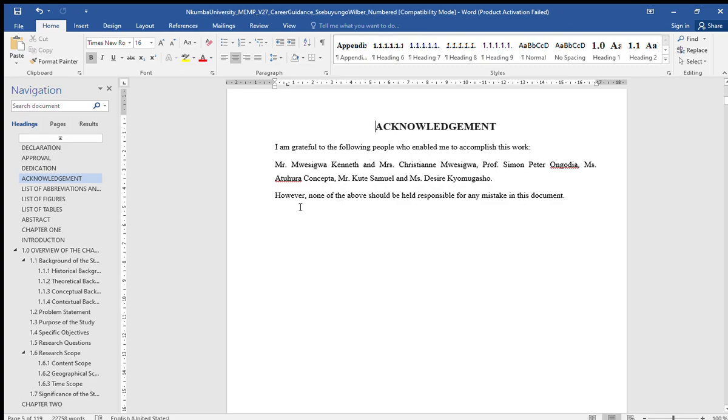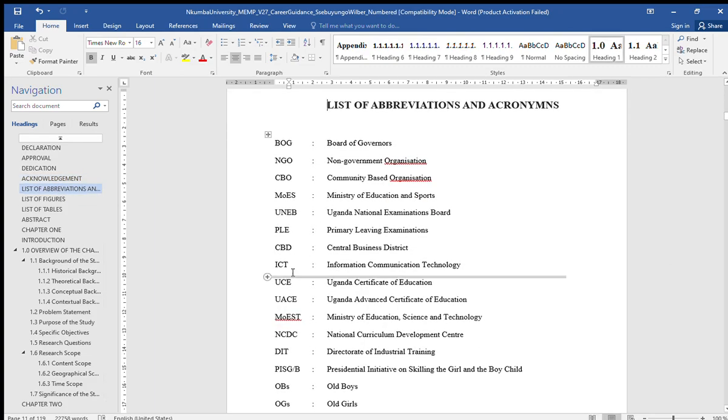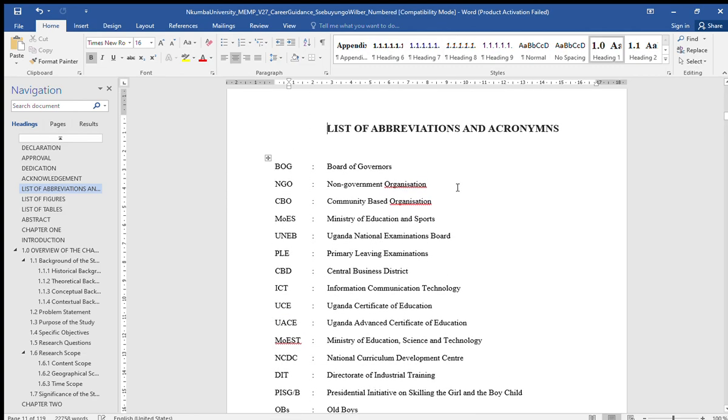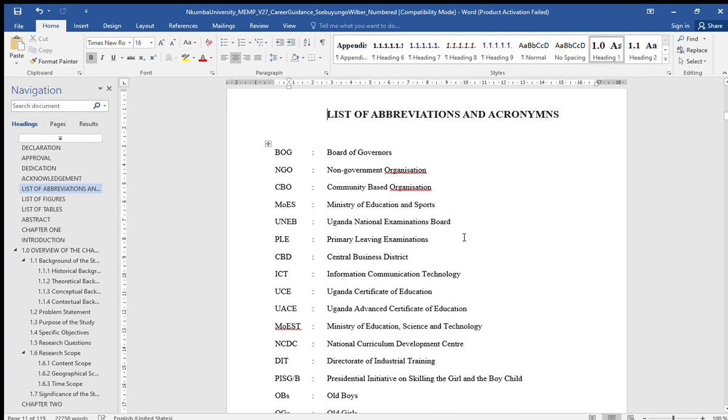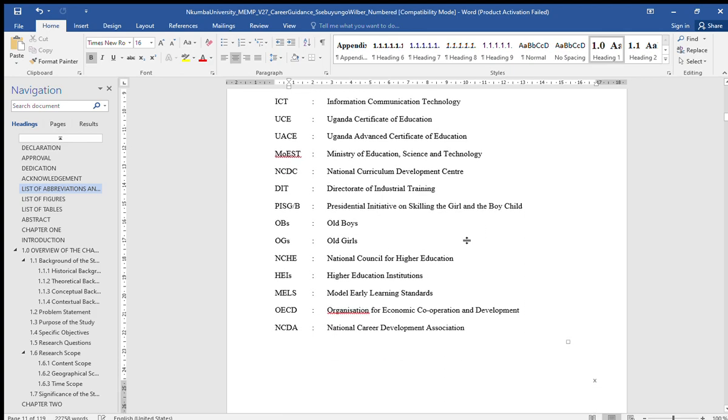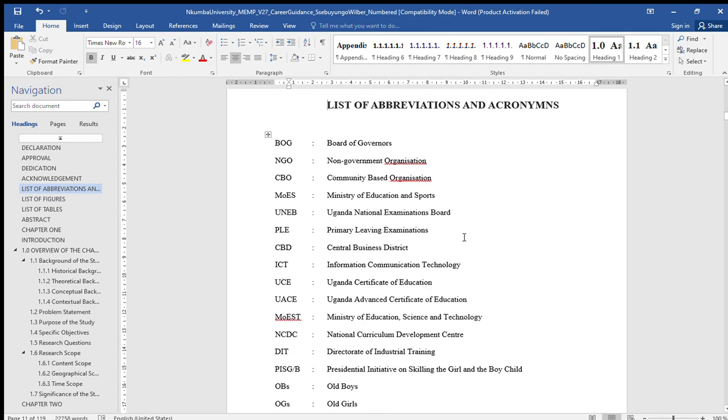So after acknowledgement, then you go to the table of contents. Before you go to the table of contents, this is the list of abbreviations and acronyms. This one should be in your proposal. The list of abbreviations and acronyms should be in your proposal as a preliminary page.